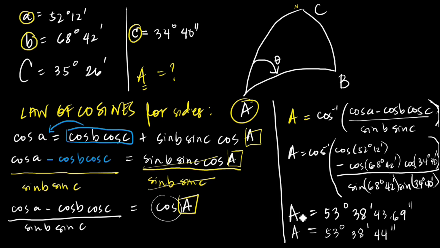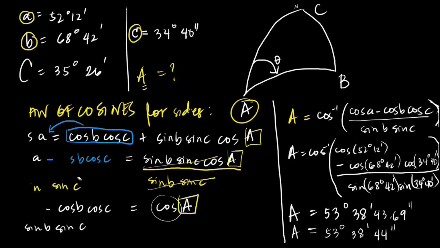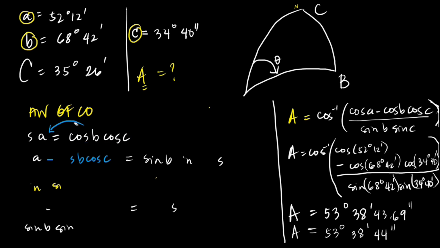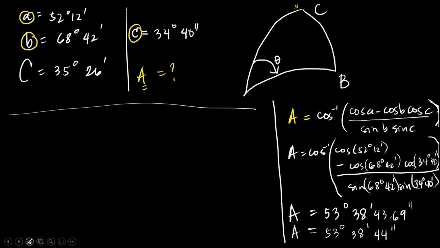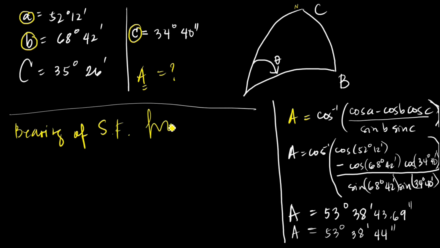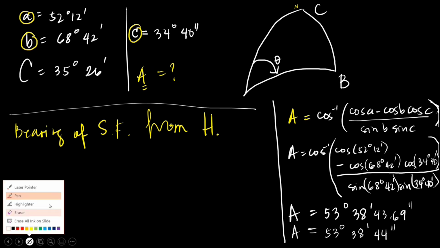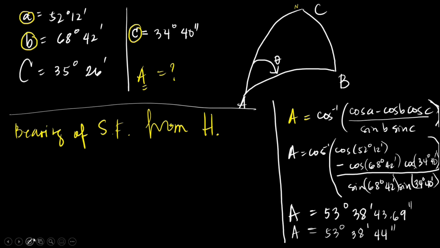Okay. So in order for us to answer the question, I will remove this portion. So since we are asked about the bearing, what is the bearing of San Francisco from Honolulu? Okay. So in our illustration, remember that A is the Honolulu. Okay, this is the H. B is the San Francisco. Okay, then C is the North Pole.